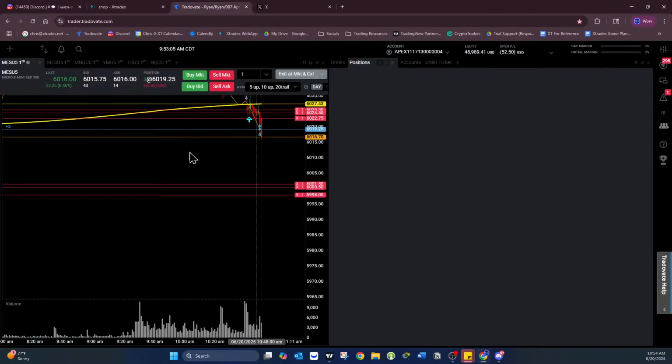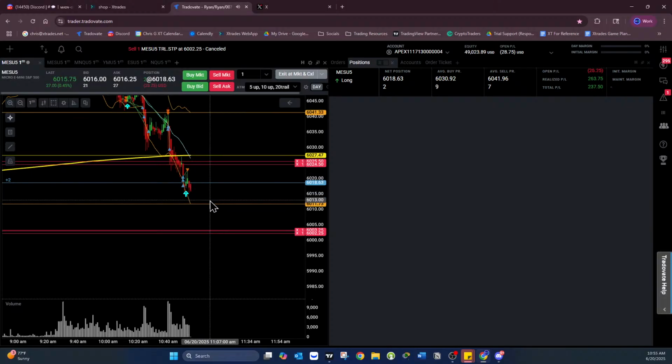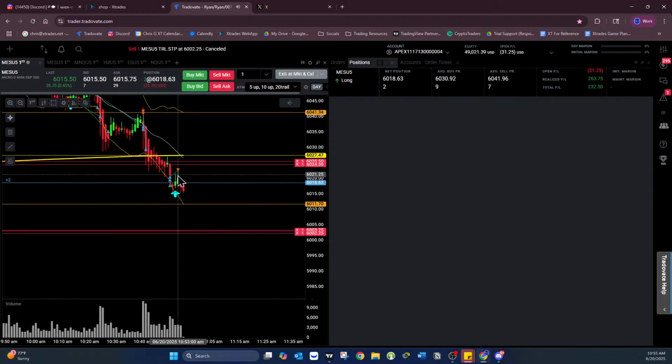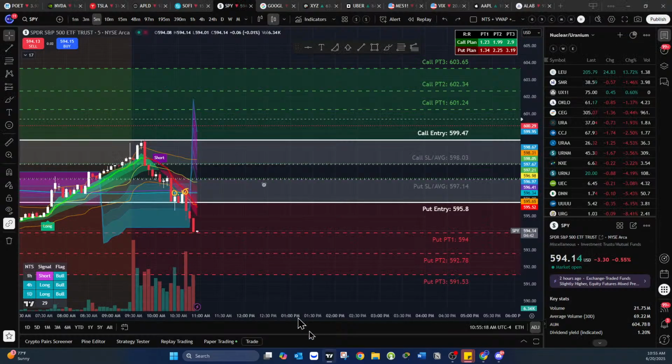Looking good. Let me see what happened with my longs, man. Order filled. Oh, look at that. I actually profited on one of these on this pump. I got another long signal here. I'm going to go long here, guys. 594 is kind of holding up here.